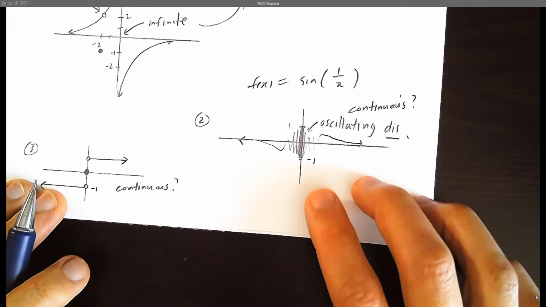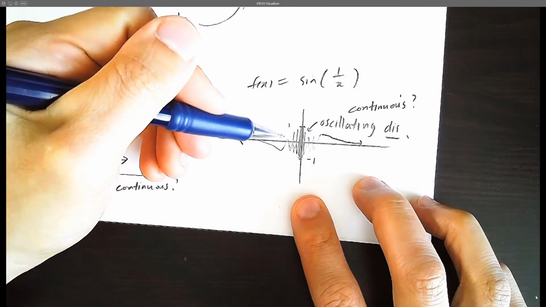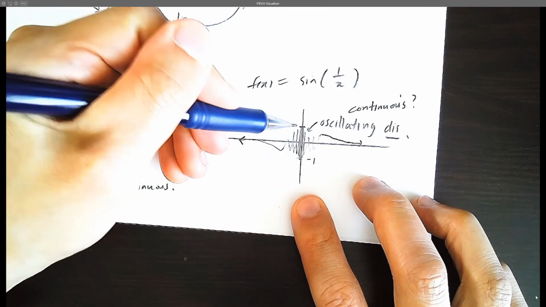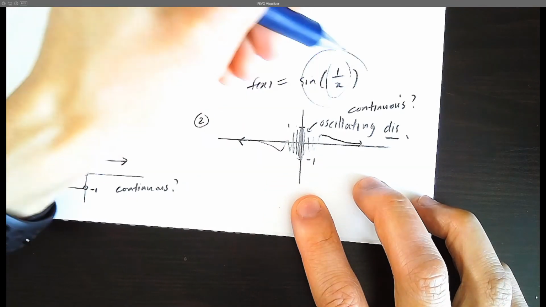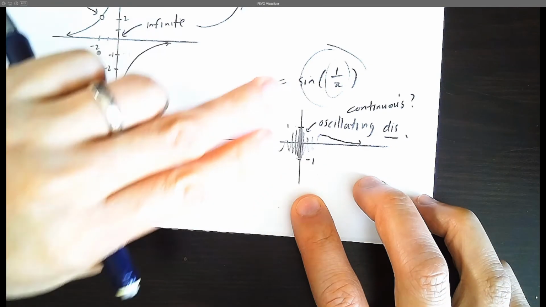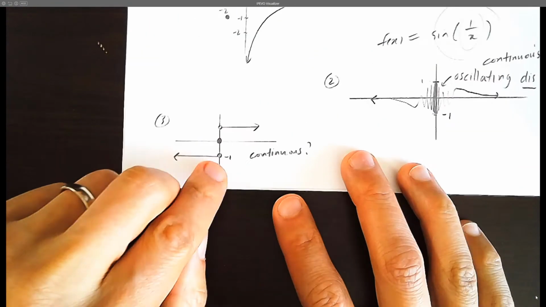So it's not continuous. The range, interestingly, is between negative 1 and 1, because sine of anything must be between negative 1 and 1.